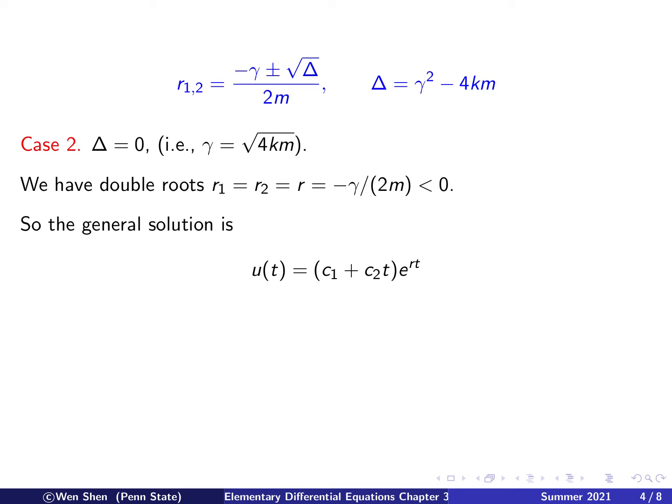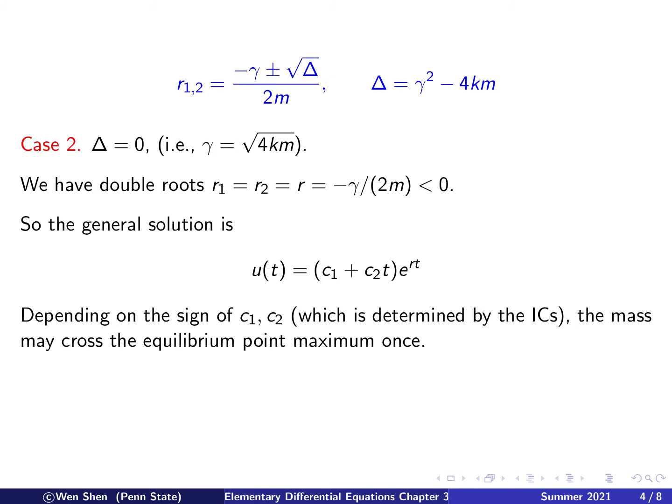Okay, so in this case, we can write out the general solution, where one is an exponential function, the other is an exponential function times t. So we can write it in this form, c1 plus c2 t times e to the rt. Whether it really oscillates or not will depend on the signs of c1 and c2, and these signs are determined by the initial condition.